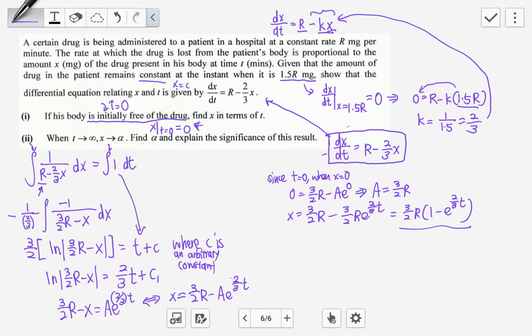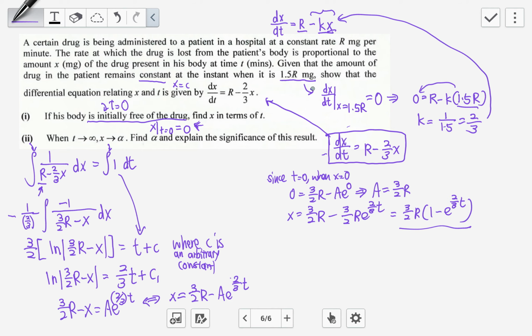So when t approaches infinity, x approaches alpha. So let's see, when t approaches infinity, and this will be infinity, and I think somewhere I might have gotten it wrong somewhere here. So let's look back at the r minus 2/3. Did I get this wrong?